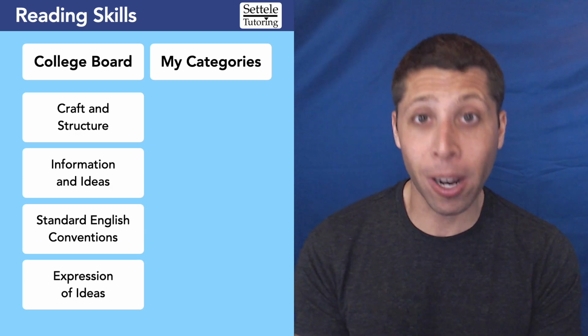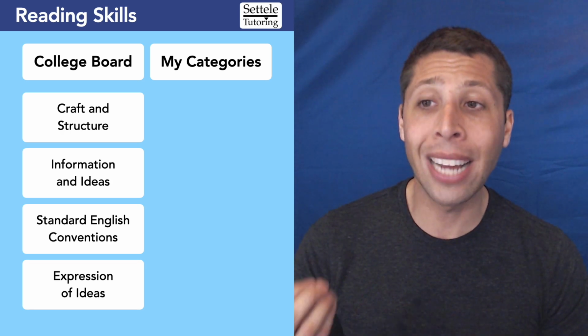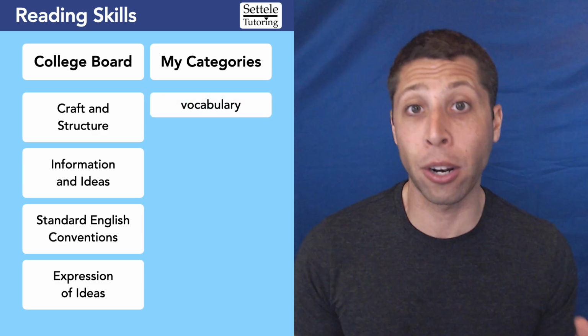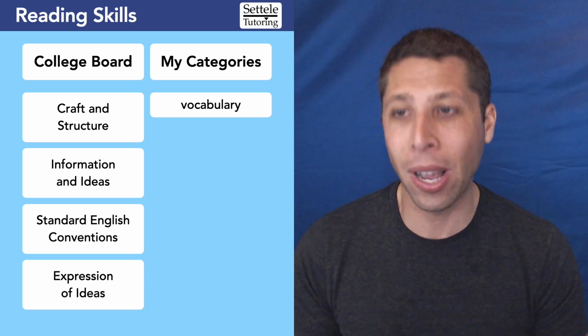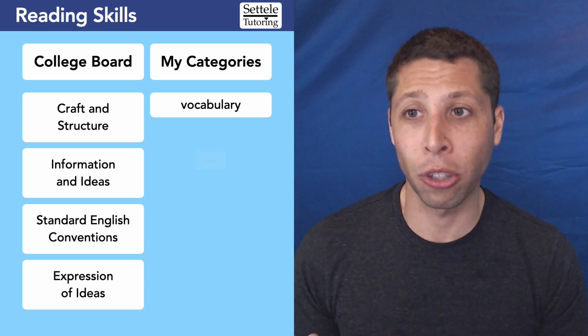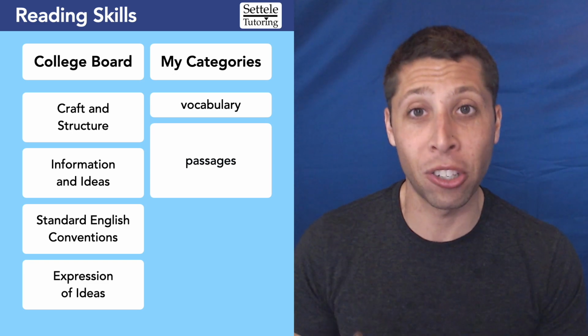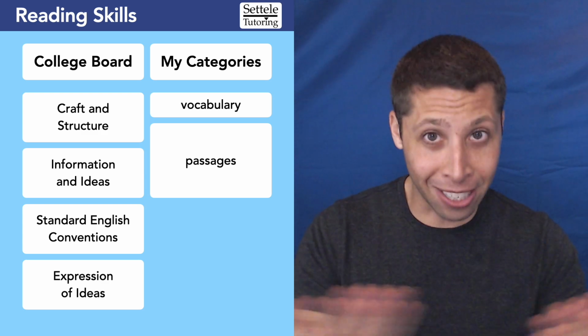And I categorize the questions differently so that it's easier to understand where you're struggling. First of all, I take those craft and structure questions and I separate out the vocabulary. They're their own category. They have their own skill set. We're going to really focus on them as their own type of question. Then the remaining craft and structure questions that involve passages, I lump them in with the information and ideas questions because in my mind, if it's a passage question, the skill set is all the same.